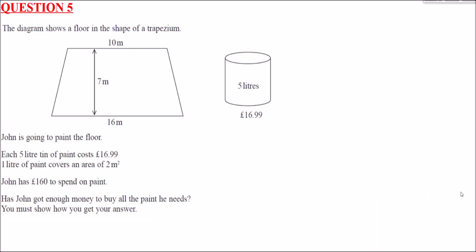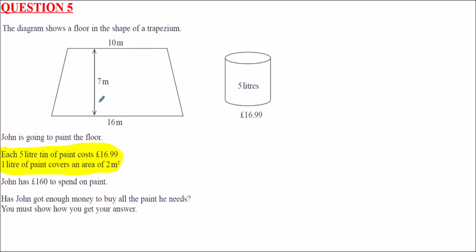Question 5, one of these functional maths questions. So it's about painting a floor. This floor happens to be in the shape of a trapezium. John's going to paint the floor. I don't know if it makes a difference if it's John, Jane or anyone else. Each 5 litre tin of paint costs £16.99 and 1 litre of paint covers an area of 2 square metres. So that's going to be relatively important actually. So we're told about the paint. Each 5 litre tin of paint costs £16.99. I'll return to that in a moment.